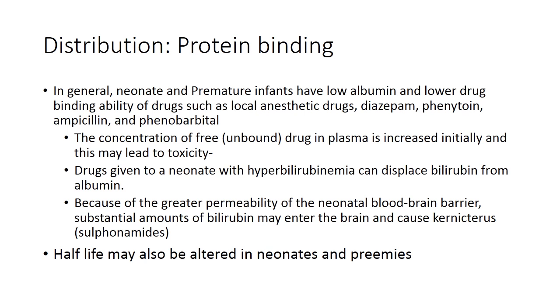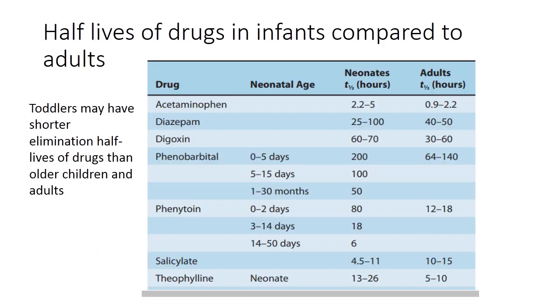Obviously, the half-life of the drug is also changed in neonates and premature infants. Now, looking at the changes in the half-life, we'll find toddlers may have shorter elimination half-lives compared to older children and adults. This is very important to observe. Because of shorter half-lives, greater doses or greater frequency might have to be given.